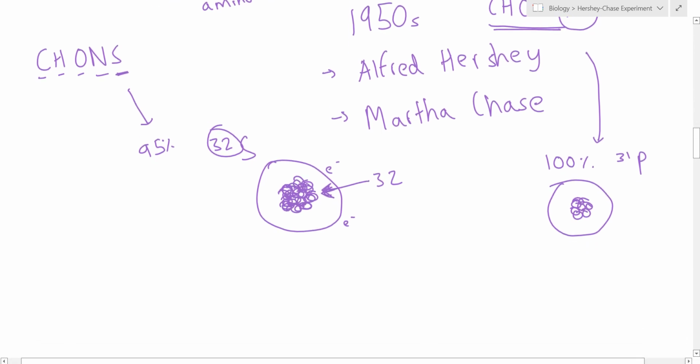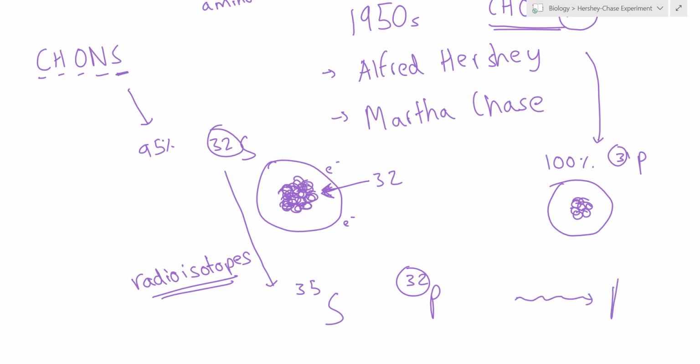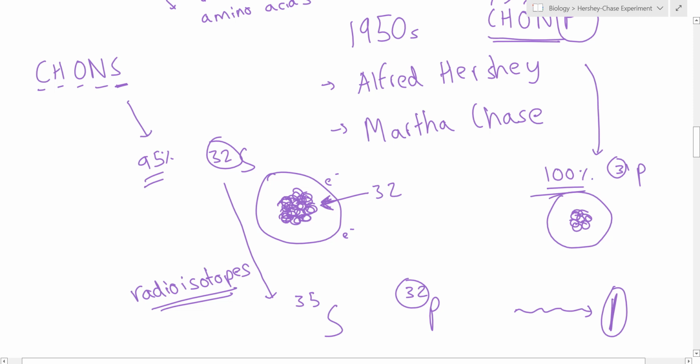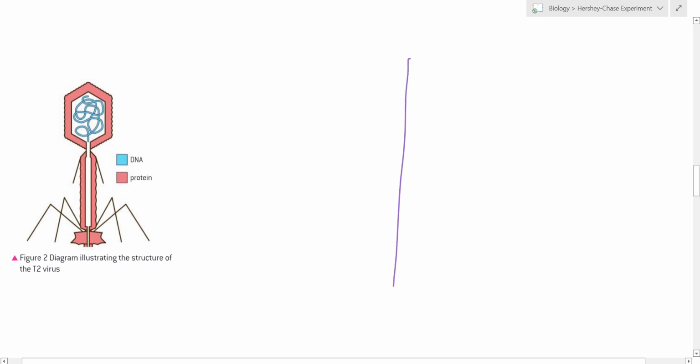And what Alfred Hershey and Martha Chase did is they used something called radioisotopes of these two elements. So they used S35 and P32, which, as you can see, had more nucleons than the originals, and this made them unstable. So they decayed over time, releasing radiation that could be detected. Because these two were radioactive, they could be used as indicators. So if a molecule was radioactive, as in we detected radiation coming from it, it contained either of these, at least in their experiment. So Hershey and Chase decided to use two mediums, one containing the isotope S35, one containing P32.